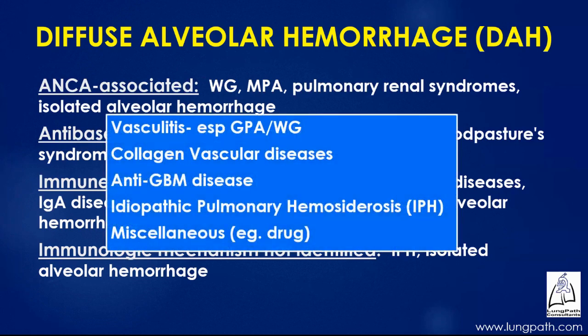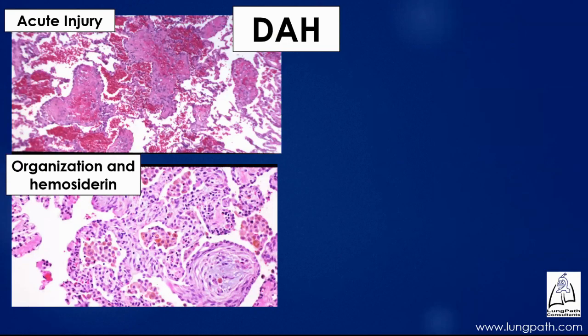From a practical point of view, this is the differential diagnosis that you should be considering. Vasculitis, most commonly granulomatosis with polyangiitis; connective tissue disease, most commonly lupus; anti-GBM disease; idiopathic pulmonary hemosiderosis; and various miscellaneous causes, including drug reactions. This is uncommon, but it's a medical emergency, and it's worthwhile being able to readily think of the differential diagnosis. So in summary, in diffuse alveolar hemorrhage, we have acute injury.